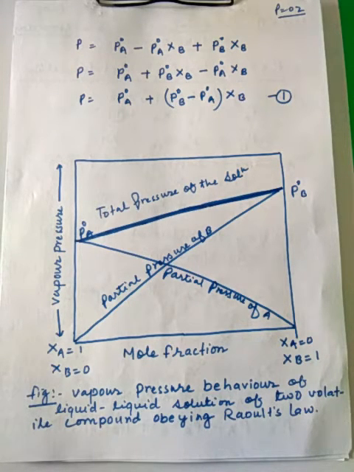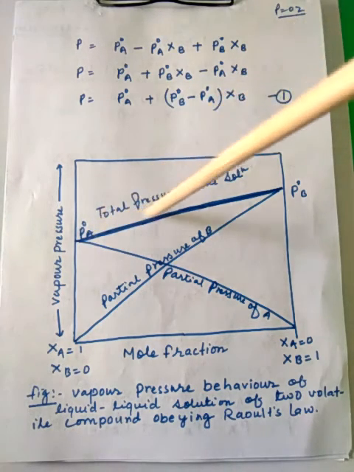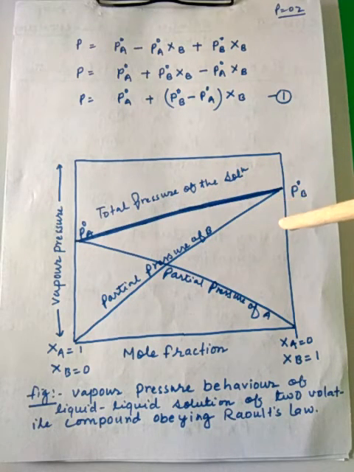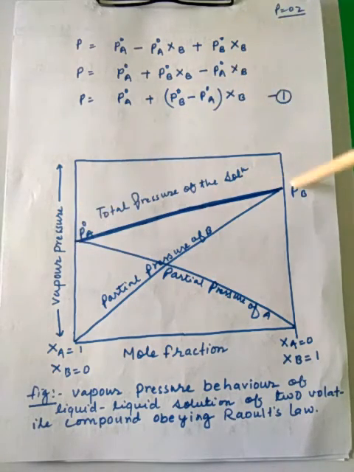We conclude that the vapor pressure of solutions of different compositions lies between the vapor pressures of the pure components, and they lie on a straight line joining P naught A and P naught B.